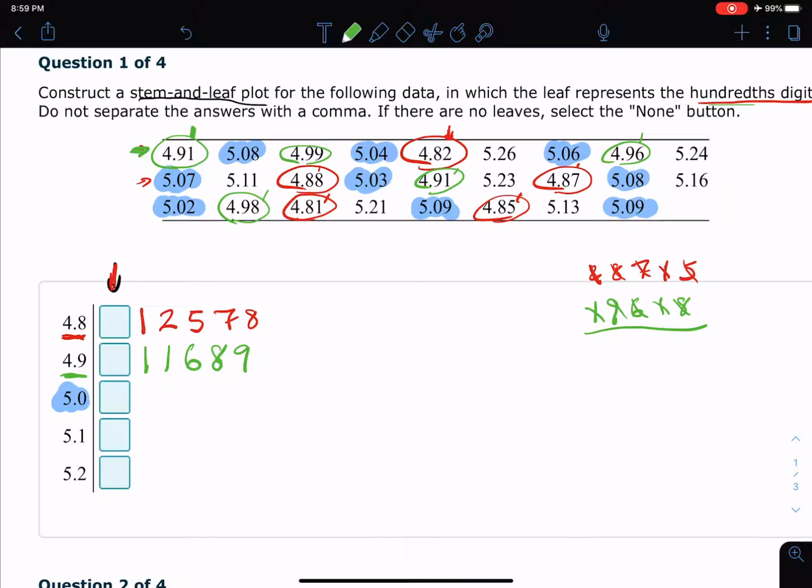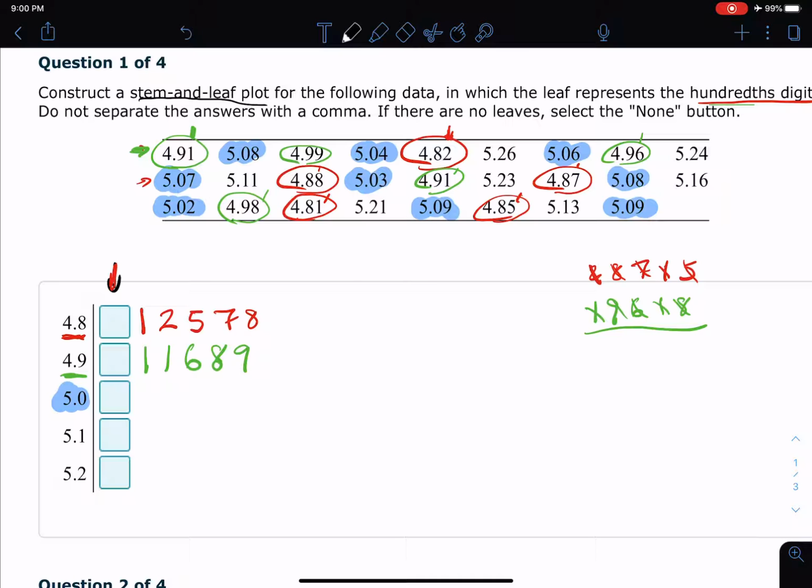Okay, let's see, how many do I have? I should have 1, 2, 3, 4, 5, 6, 7, 8, 9. Okay, so I got them all. Let me put them in order.